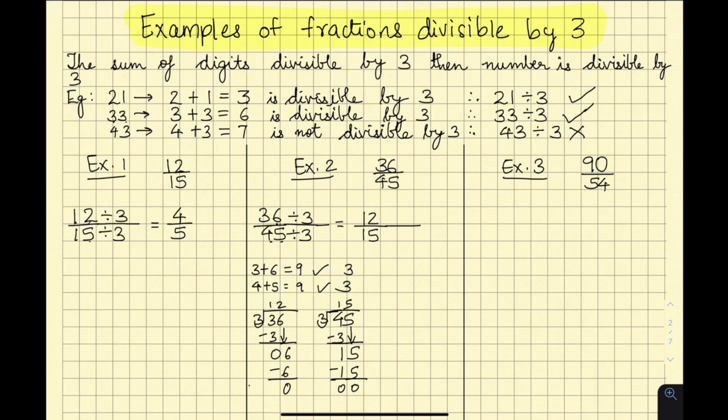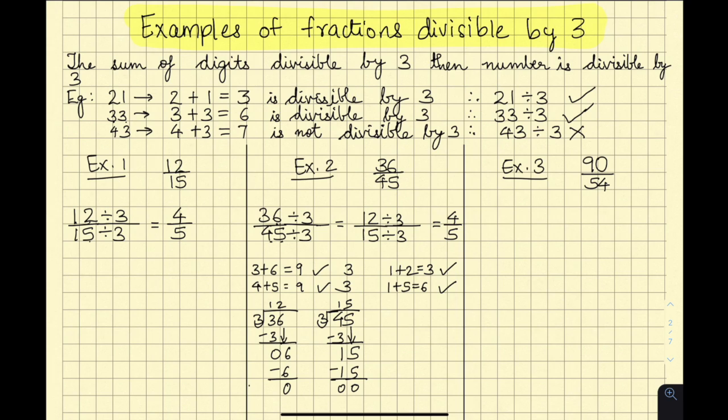Again, 1 plus 2 is equal to 3. So this number is divisible by 3. 1 plus 5 is equal to 6. This number is also divisible by 3. So we divide both of them by 3. 3 fours are 12 and 3 fives are 15. And then 4 over 5. If you see 4 and 5, they do not go in any other same table. So 4 over 5 is the simplest form of the fraction 36 over 45.